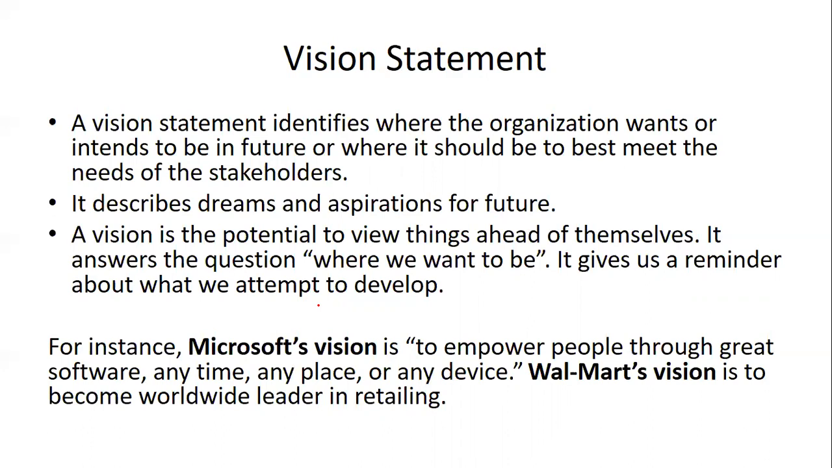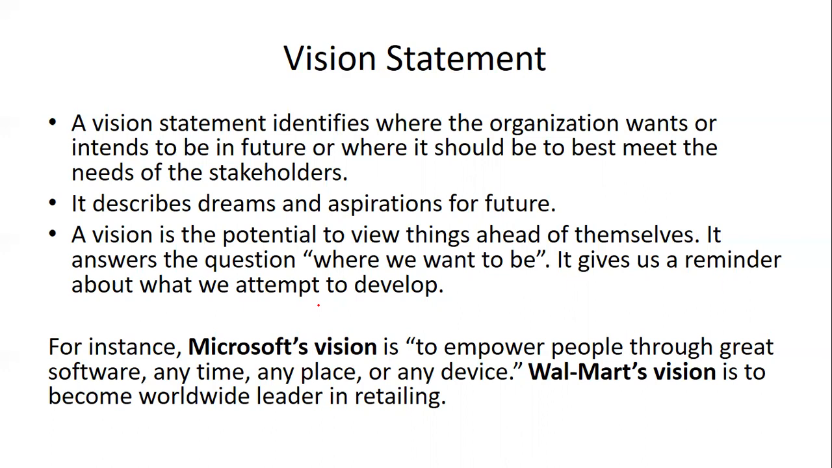It answers the question where we want to be. So it is talking about the future planning. It gives a reminder about what we attempt to develop. So for example, Microsoft's vision is to empower people through great software, anytime, any place, on any device. And Walmart's vision is to become the worldwide leader in retailing. So it is talking about the future path of every organization, and that's what it is meant for.